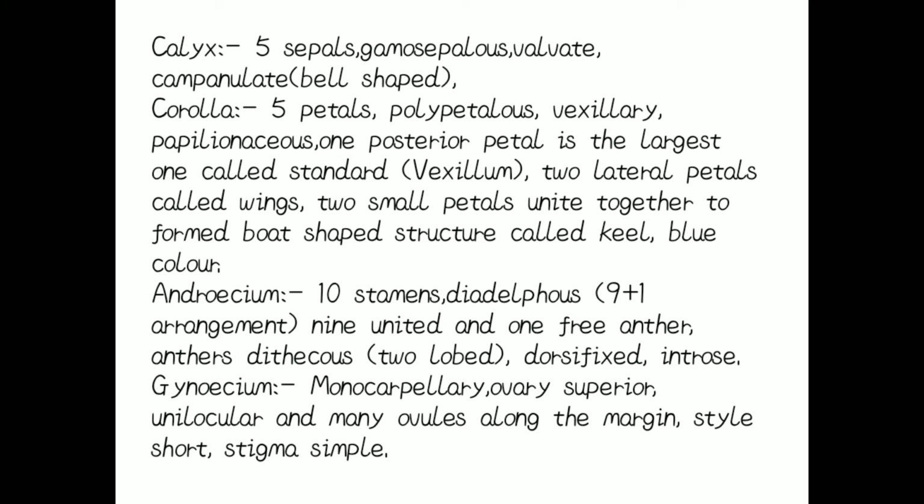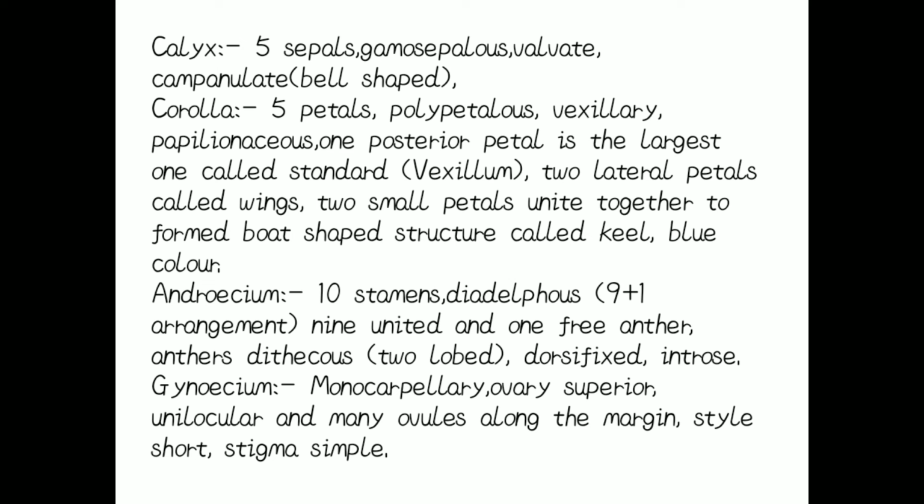Androecium: 10 stamens showing the diadelphous nature, meaning a 9+1 arrangement. 9 stamens are united in a single bundle and another one is separate. So this arrangement is called a 9+1 diadelphous arrangement. 9 are united and another one is separate or free. Anther is dithecous, meaning it is 2-lobed. Dorsifixed. Introrse.